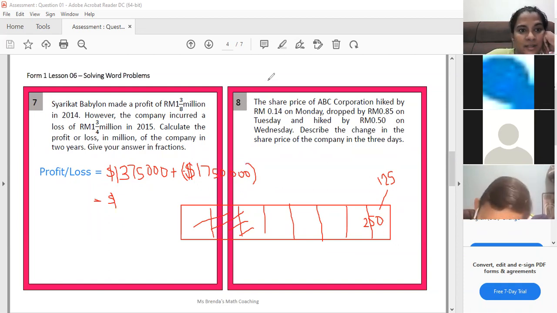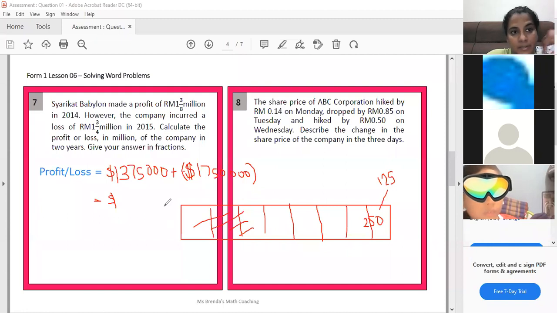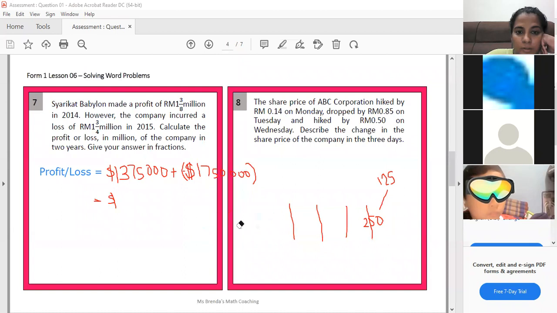You can use your phone for this. 1,375,000 minus 1,750,000. What do you get, guys? First, you can tell me in numbers. Okay, then we can move it back to fractions. Okay, what is the whole number here? Remember, I changed it here. If you want to work it out as fraction, boleh.